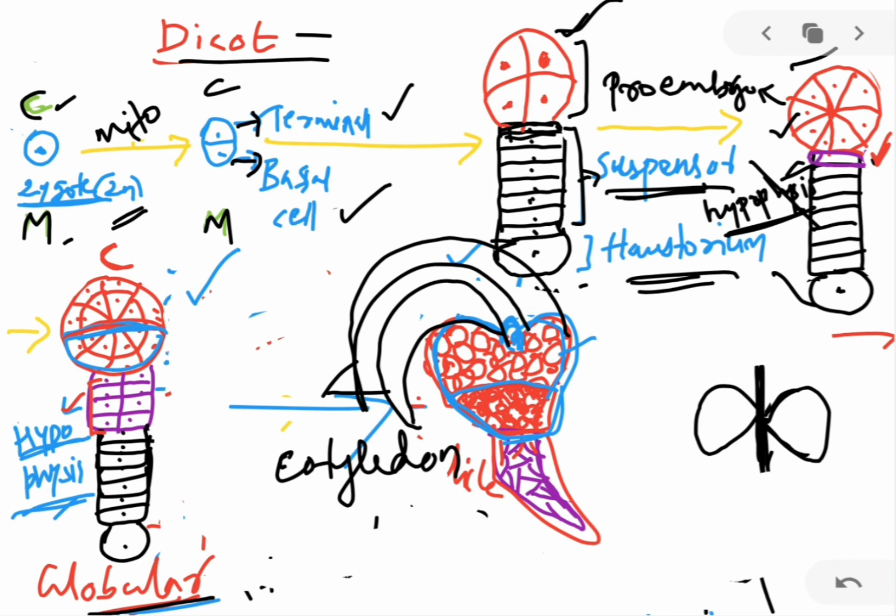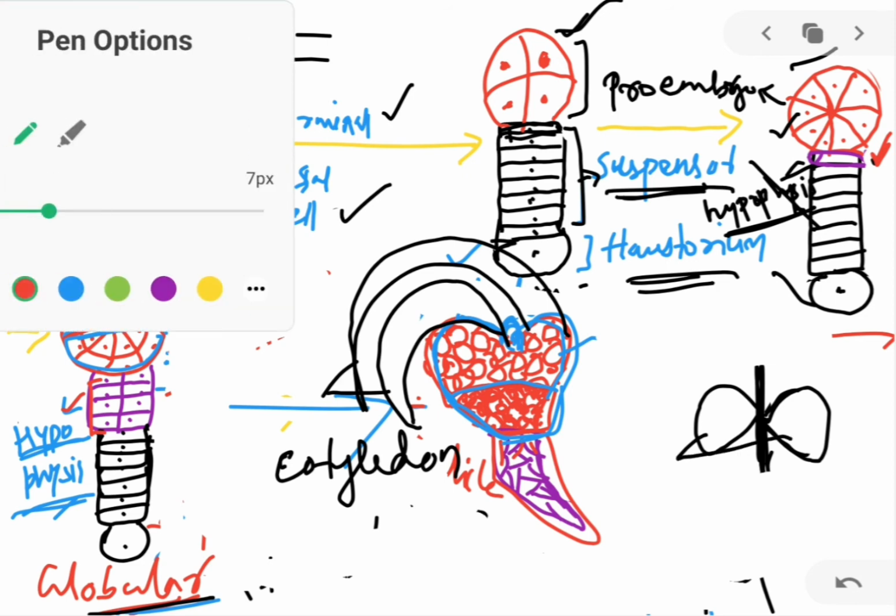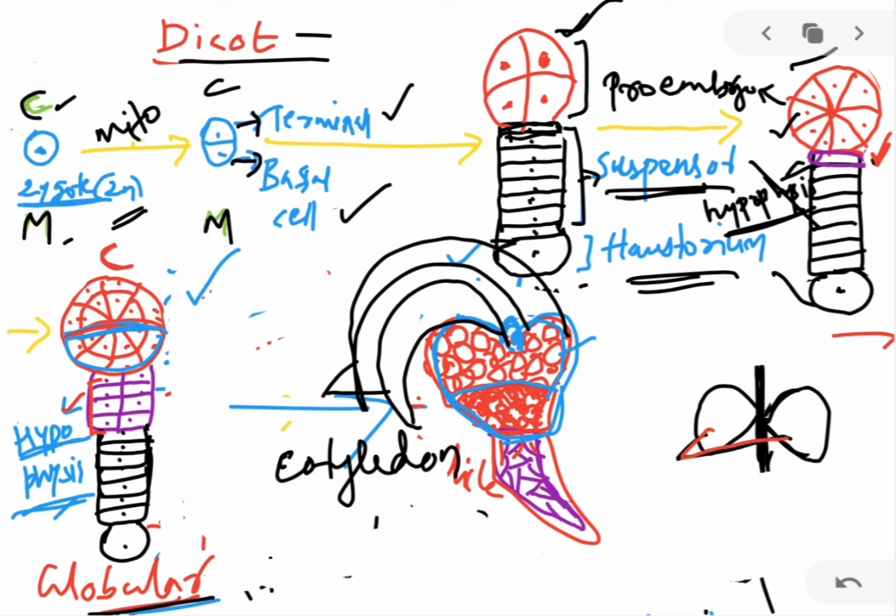Now these structures which are here, okay, let me use another color. This structure is termed cotyledon. Now there are two tips. One tip is here and another tip is here, and this long stalk-like structure we call the embryonal axis. What is the embryonal axis? And these leaf-like structures which are here are the cotyledons.